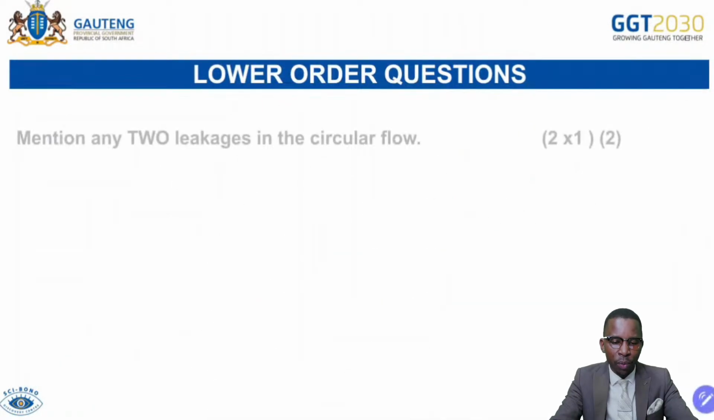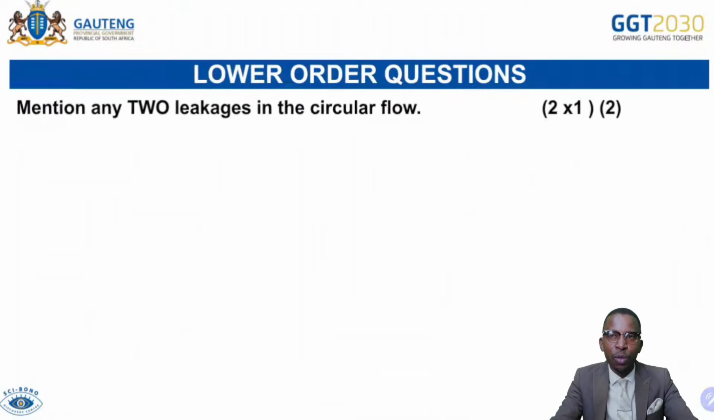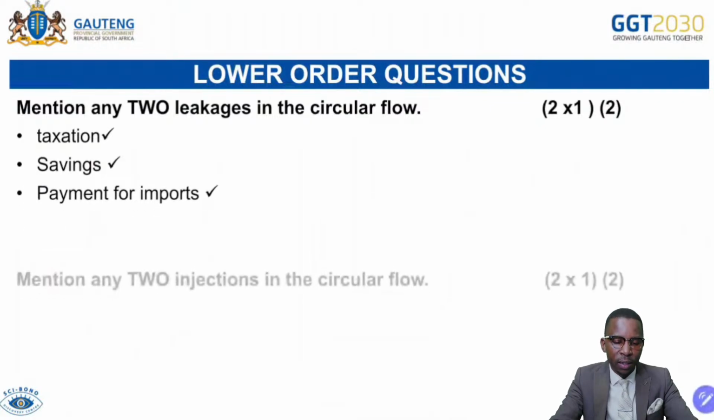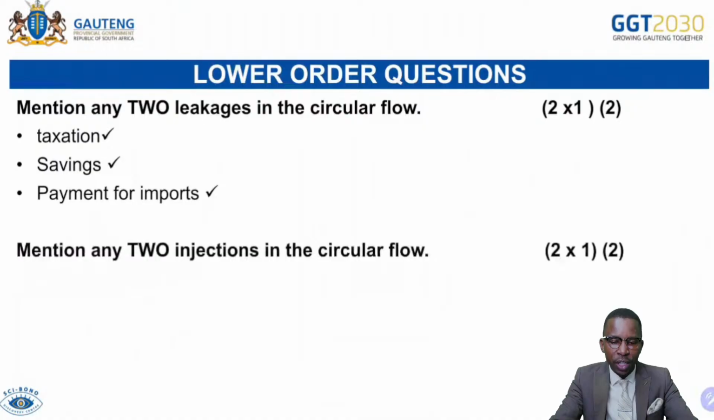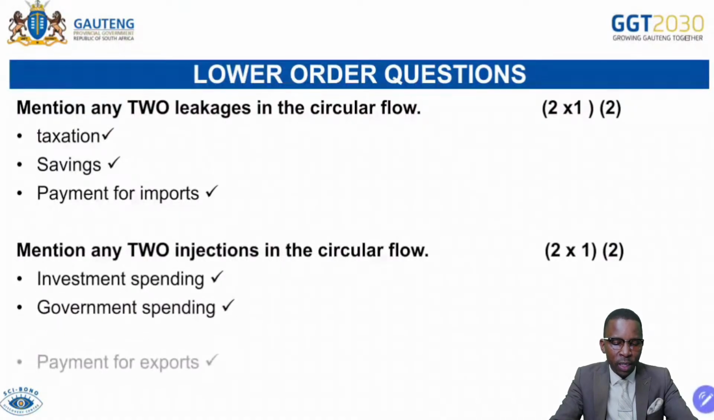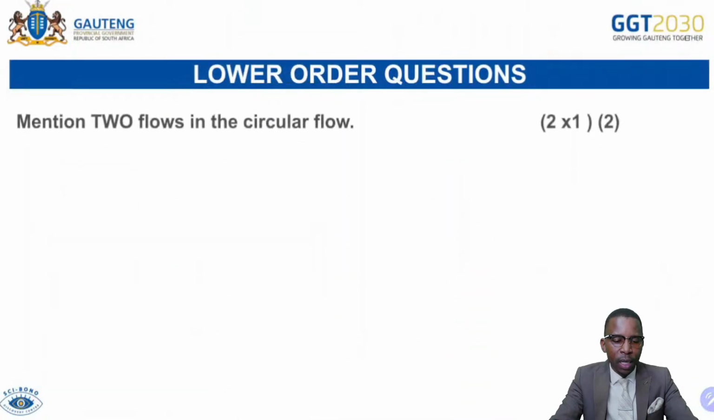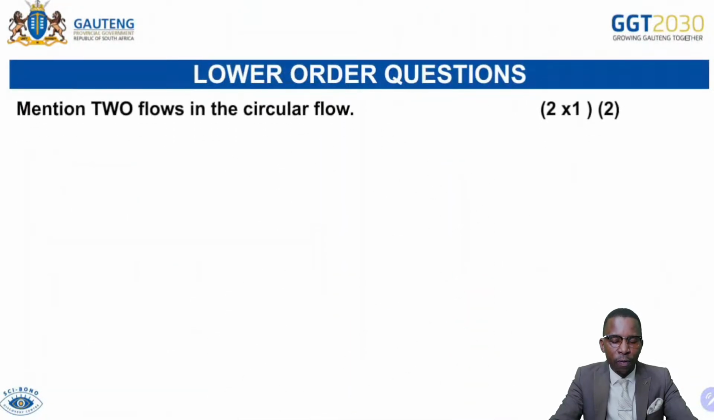We continue with the lower order questions where you don't have to discuss anything, you just have to list. Mention any two leakages in the circular flow: taxation, savings, and payment for imports. Those are the leakages. And then mention any two injections: investment spending, government spending, as well as payment for exports. Then we continue with the lower order. Mention two flows in the circular flow. So we have money flow, we have real flow.